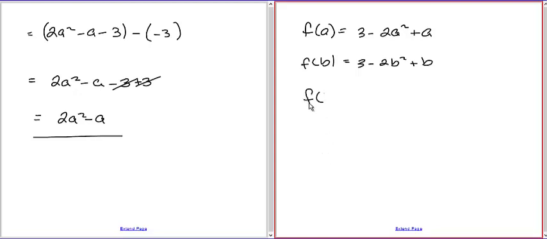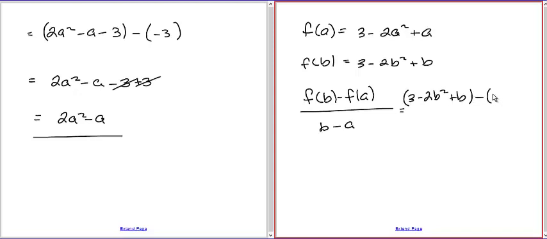So if we take f of b minus f of a, remember the average rate of change is just the change in y divided by the change in x. So these are our y values. So you've got f of b, which is 3 minus 2b squared plus b, and we subtract f of a, which is 3 minus 2a squared plus a, and we divide by b minus a.